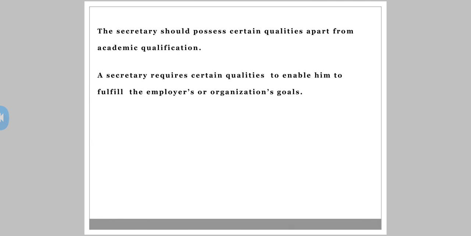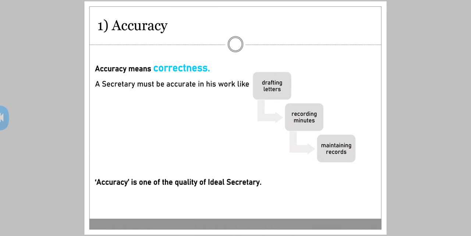Apart from having certain academic qualifications, as we have seen already, to be a secretary of an organization, a person should at least have a graduation degree, right? So now, apart from holding academic qualifications, apart from being graduate, a person to be a secretary should have certain qualities. These qualities we are going to study in detail. The very first one comes as accuracy.